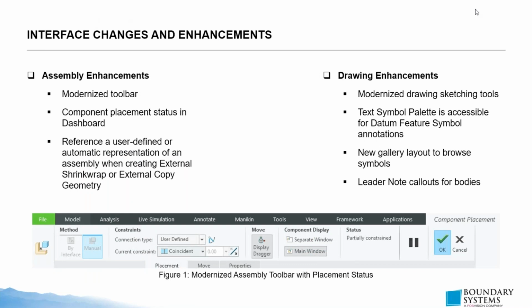So moving on to assembly enhancements, we first have a modernized toolbar. This toolbar now contains the placement status of whichever component you're placing. So for example, partially constrained, fully constrained, etc. This is going to be a common trend across Creo 8.